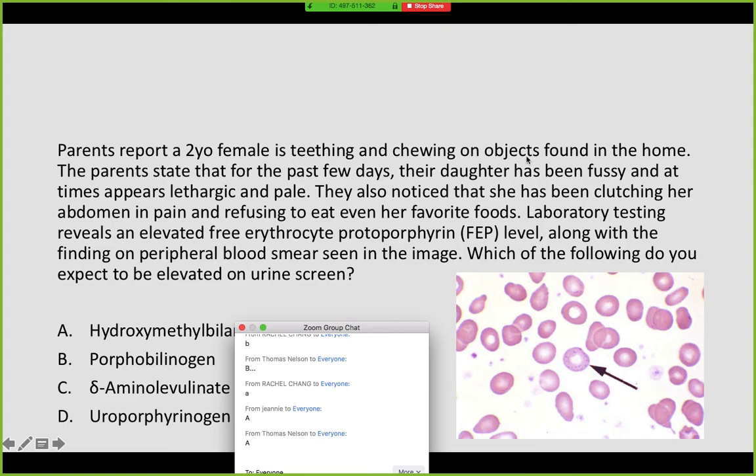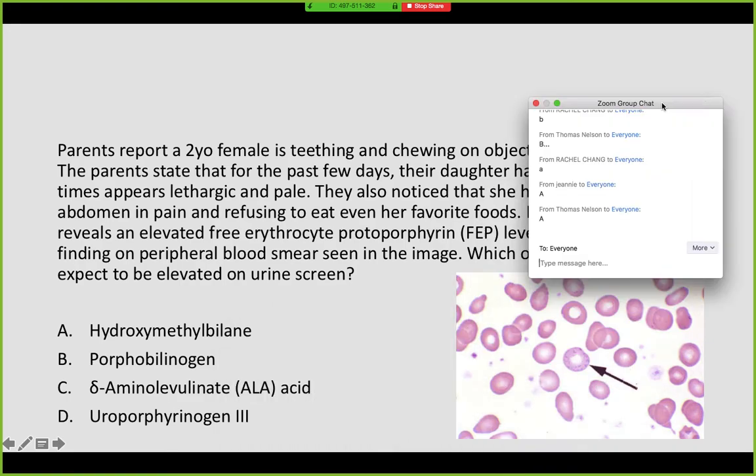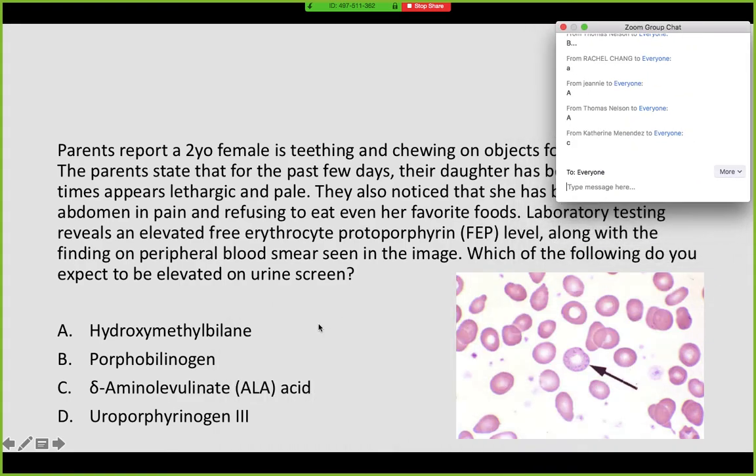And then one more. A 2-year-old female, teething and chewing on objects found in the home. She's been fussy and lethargic and pale. She's been clutching her abdomen in pain and refusing to eat. Laboratory testing reveals elevated free erythrocyte protoporphyrin, along with this finding on the blood smear. Which of the following do you expect to be elevated on a urine screen?